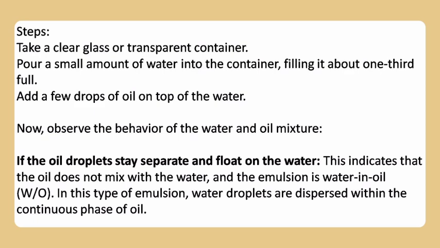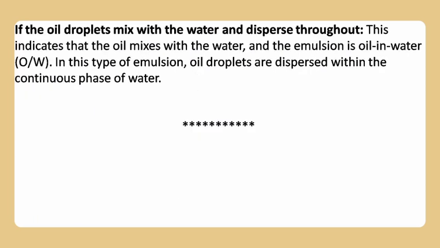If the oil droplets stay separate and float on the water, this indicates that the oil does not mix with the water, and the emulsion is water in oil. In this type of emulsion, water droplets are dispersed within the continuous phase of oil. If the oil droplets mix with the water and disperse throughout, this indicates that the oil mixes with the water, and the emulsion is oil in water. In this type of emulsion, oil droplets are dispersed within the continuous phase of water.